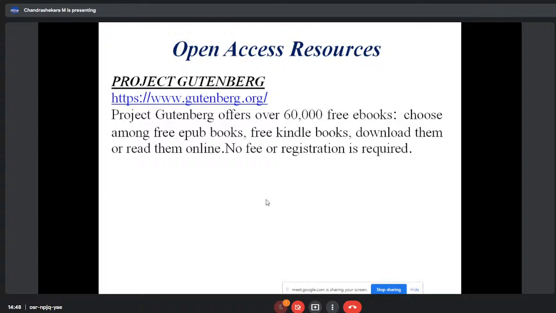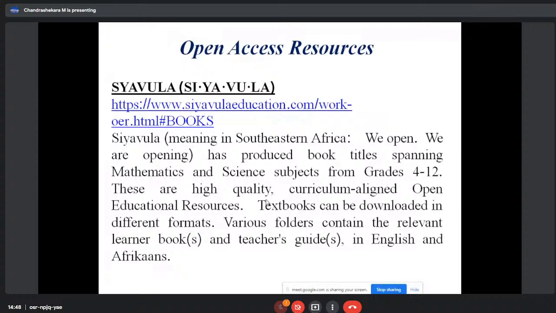This Saylor, this is an African site actually. Okay, meaning southeastern Africa. We open. Their site also one can visit. Many textbooks are also available, open education resources.